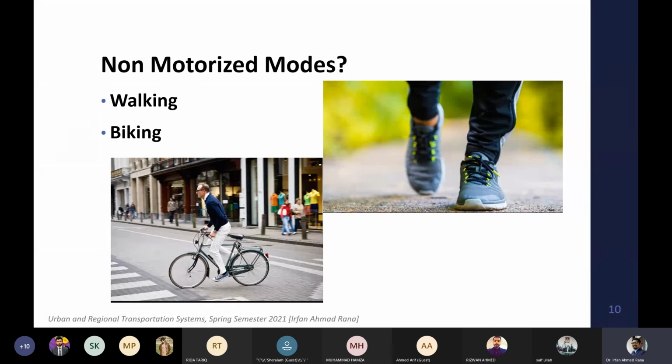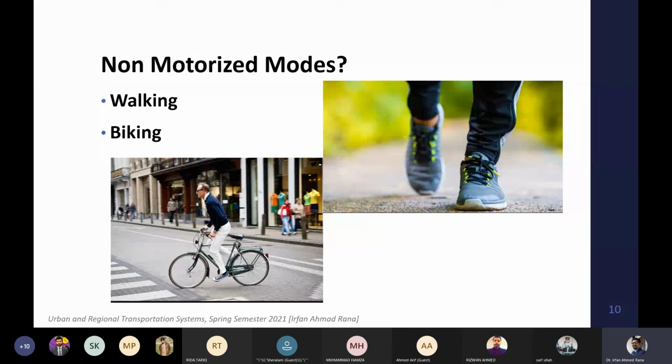For example, you're going out somewhere. The first mode you use is your foot. You're going to the train station, maybe the airport, so you walk out of your house. That is a trip as well.